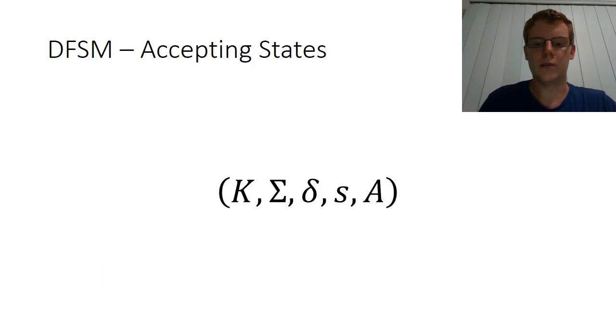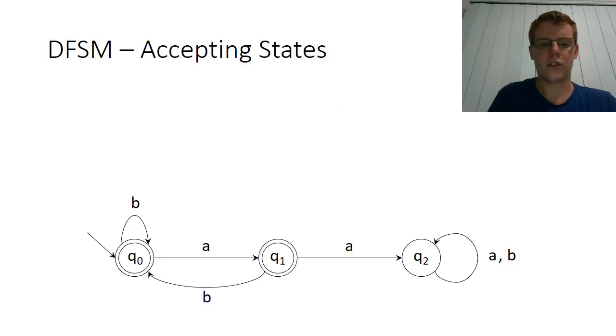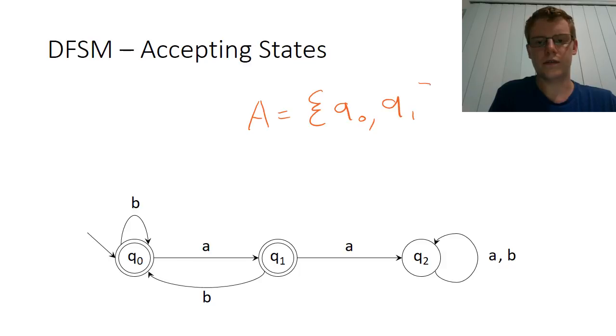The final element of the quintuple is the set of accepting states. A is a subset of K. Again, for our example machine, A is the set Q0, Q1.